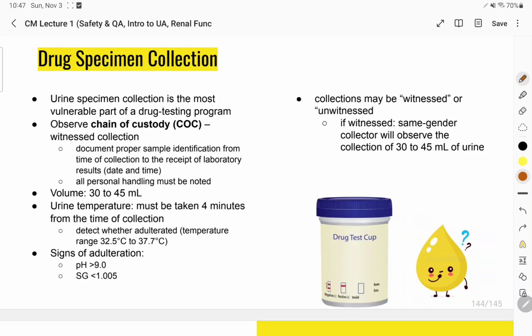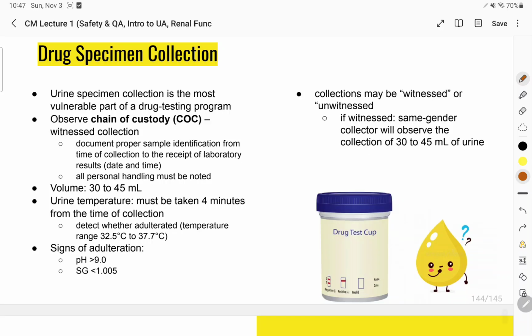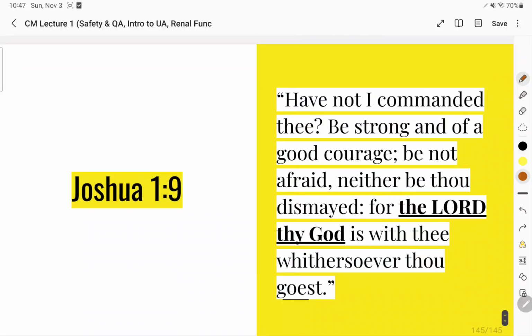Okay? When you collect 30 to 45 ml. And also when it comes to urine temperature, if the urine temperature is outside the recommended range of 32.5 to 37.7, it could mean specimen contamination or adulteration, so a second specimen is necessary. Okay? So yes, here it ends our discussion for introduction to urinalysis.